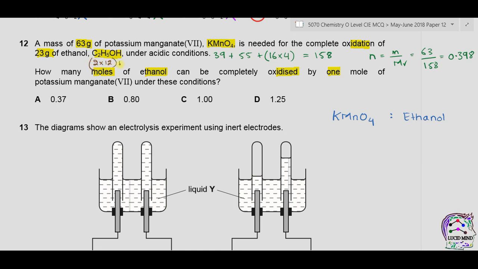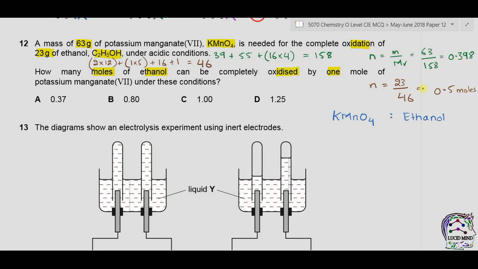Now doing the same for ethanol, we have 2 carbon atoms, so 2 into 12. We have 5 hydrogen atoms, so 1 into 5. 1 oxygen, 16, again 1 hydrogen in the last, so it is 1. Adding all these together, the molecular mass comes equal to 46. Now we can find the number of moles of ethanol by using this mass. Number of moles is equal to mass in grams divided by molecular mass, so mass in grams is 23. Molecular mass given is 46. So the number of moles comes equal to 0.5 moles.